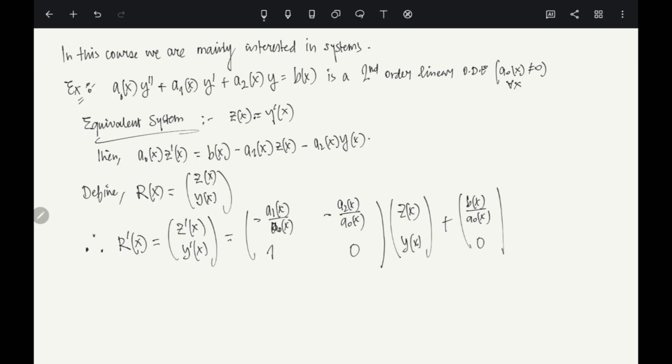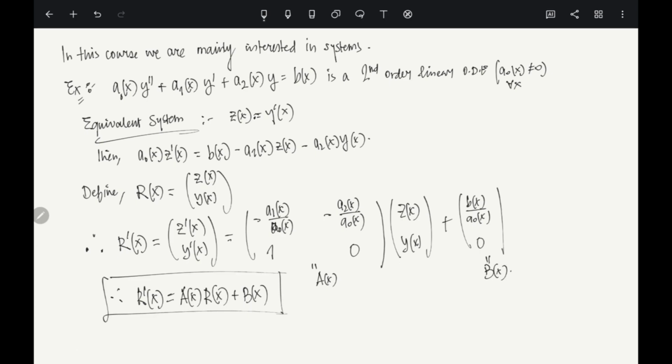Clear? So therefore this is r prime of x equals, let's call this matrix capital A of x, times r of x, plus, let's call this thing capital B of x. So I can actually reduce a second order linear ODE to an equivalent system. Please remember this is a first order linear system. So I can reduce a second order equation to a first order linear system.